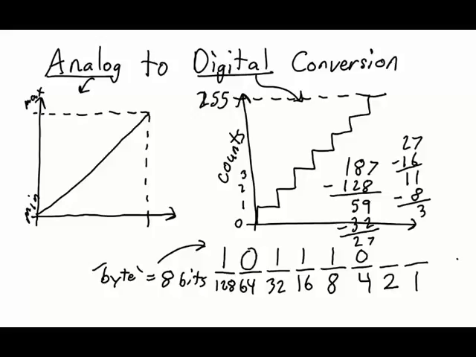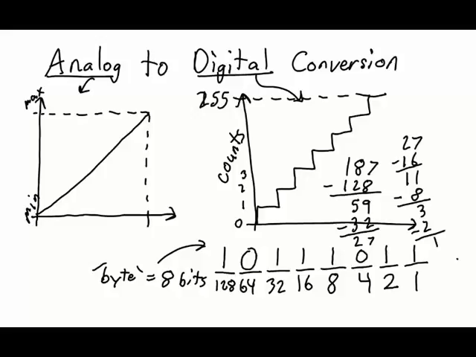Is 2 less than 3? It is, so I put a 1 in this bit. And I subtract 2 from 3, and I get 1 left. I ask whether 1 is less than 1. It's not, but it is equal to 1. So I get a 1 in this bit as well.